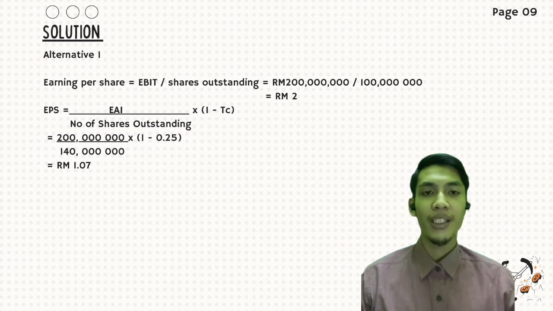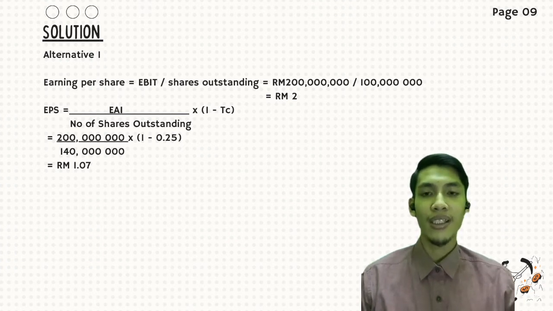For alternative 1, in order to calculate the EPS, we need to find the EAI, where the formula of EAI is EBIT minus interest. We have no interest here, so we get 200 million. To get the EPS, EAI divided by number of shares outstanding times 1 minus corporate tax. So the EAI 200 million divided by 140 million times 1 minus 0.25 of corporate tax rate, and we got 1 ringgit and 7 cents.